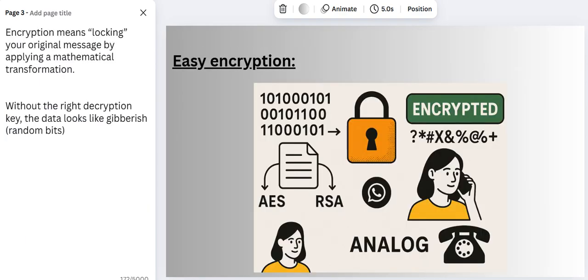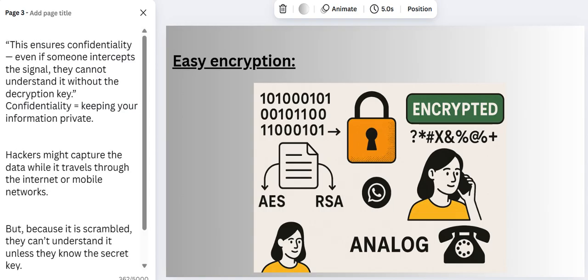Another advantage is easy encryption. Encryption means locking your original message by applying a mathematical transformation. Without the right decryption key, which will be available to the right receiver, the data looks like random bits.